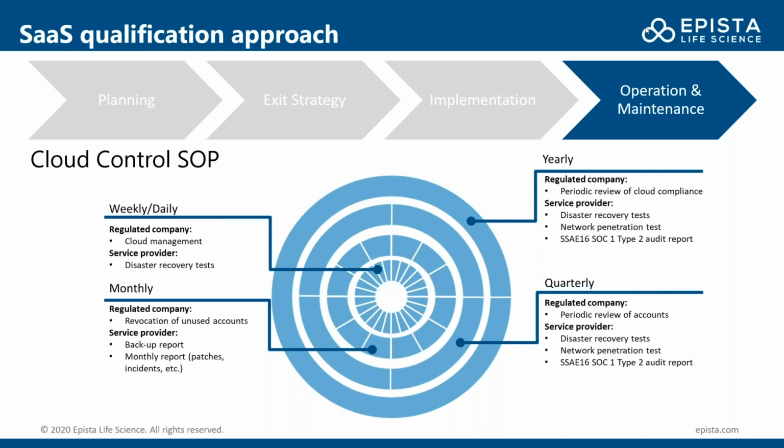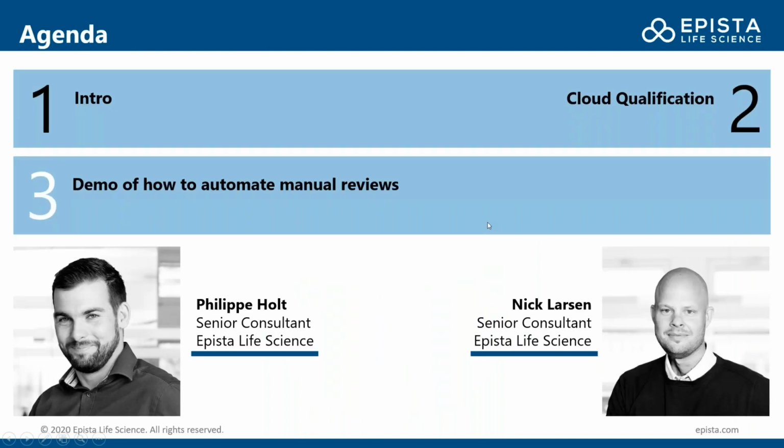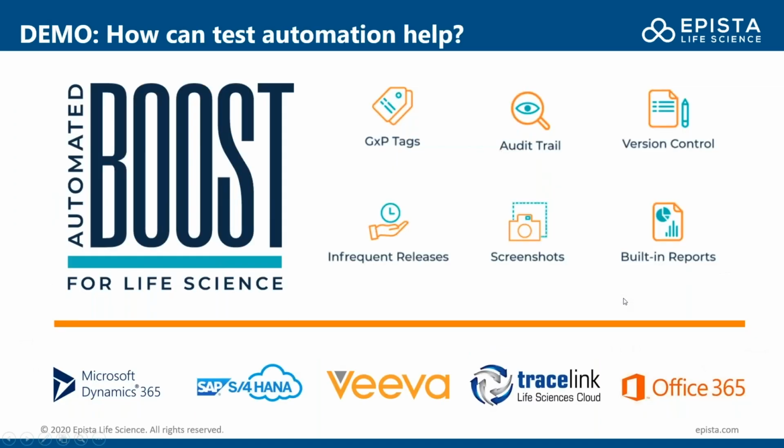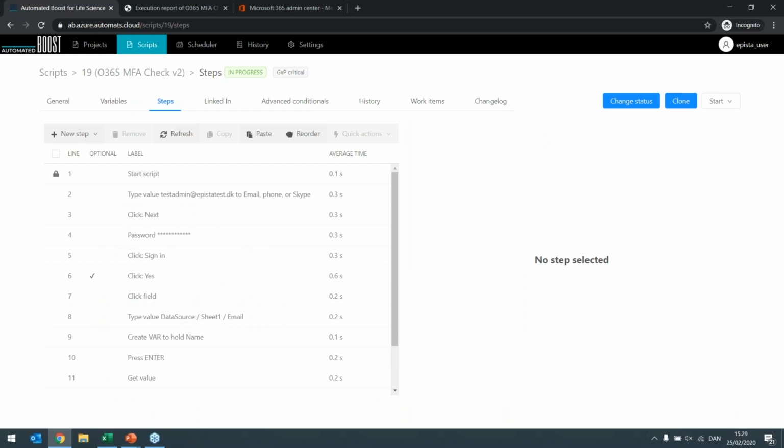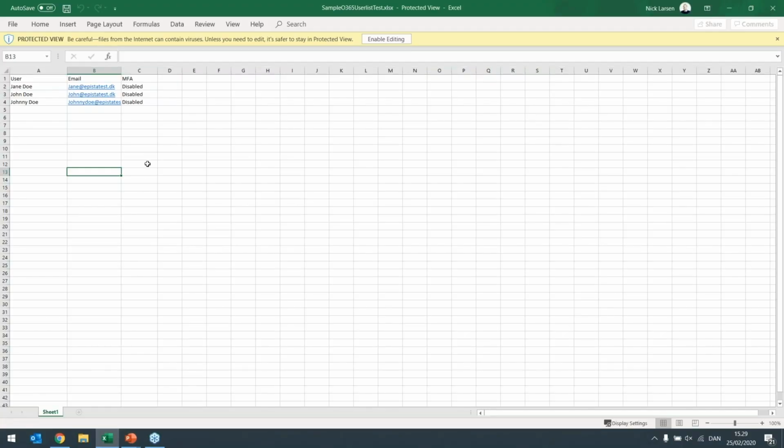Thank you, Philip. I'm just going to take over here and show you this with the automated Boost, and show you how we automate manual processes and periodic reviews. So switching over to the Boost application. Today we have cheated a bit and created a script already for you to see. This script is using an extract of our test AD as a data source. I'll just show you here our users in that Active Directory.